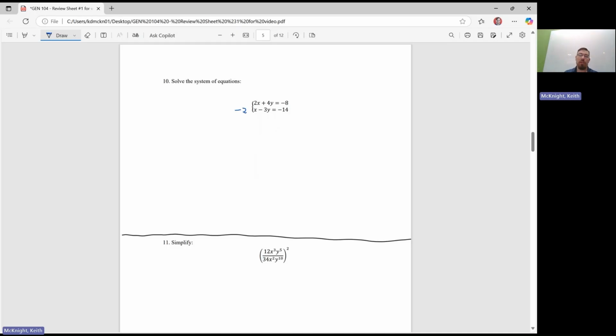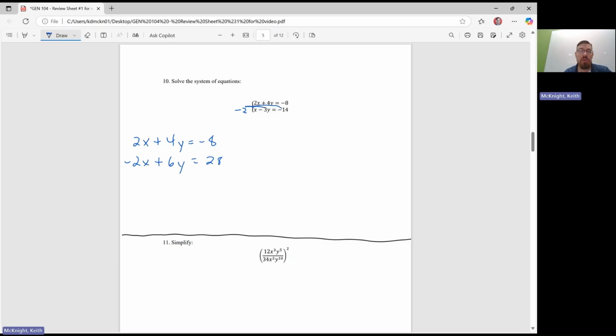But remember, to do that, we have to do all of the equation. So we're not doing anything to our top equation, so I'm going to write it again. So we got 2x plus 4y is equal to negative 8. But we're going to distribute this negative 2 to our bottom equation to all 3 parts. So negative 2 times x creates the negative 2x that we want. The negative 2 times negative 3 creates a positive 6y. And then the negative 2 times the negative 14 creates a positive 28.